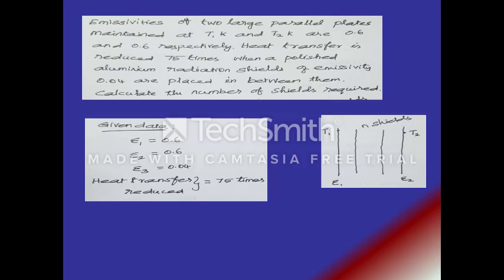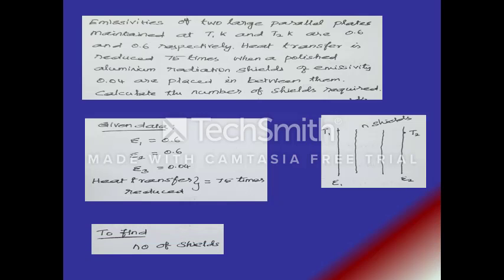So the emissivity of the first plate, epsilon 1, is given. The emissivity of the second plate, epsilon 2, is also 0.6. And the shield, whatever shield we are going to put in, its emissivity epsilon 3 is given. It is 0.04. So we are going to place many shields having an emissivity epsilon 3 of 0.04. Finally, we have to get a 75 times reduction in heat transfer. We have to find the number of shields to achieve this.